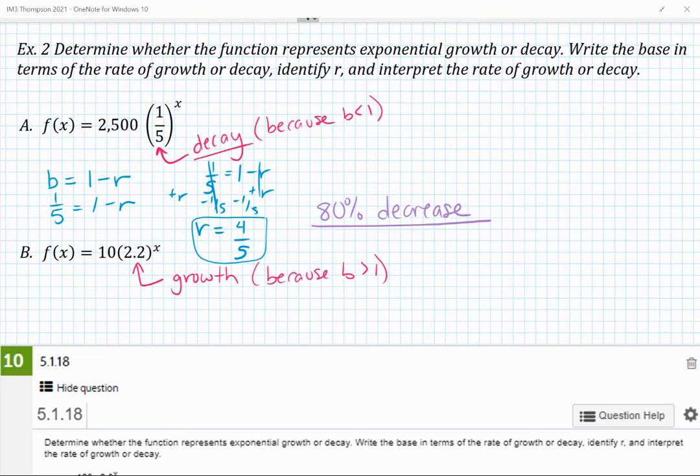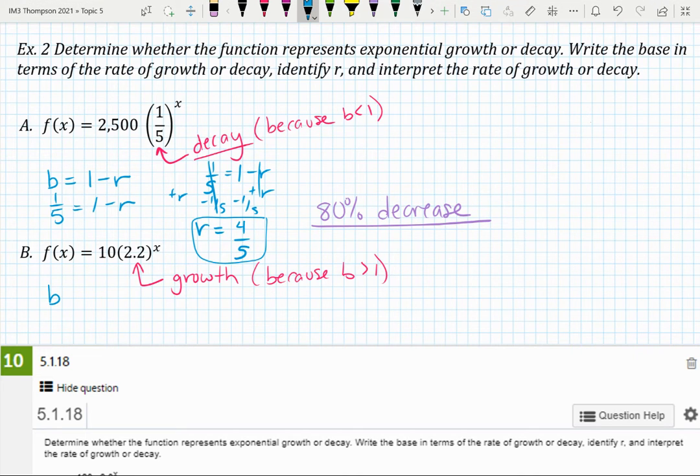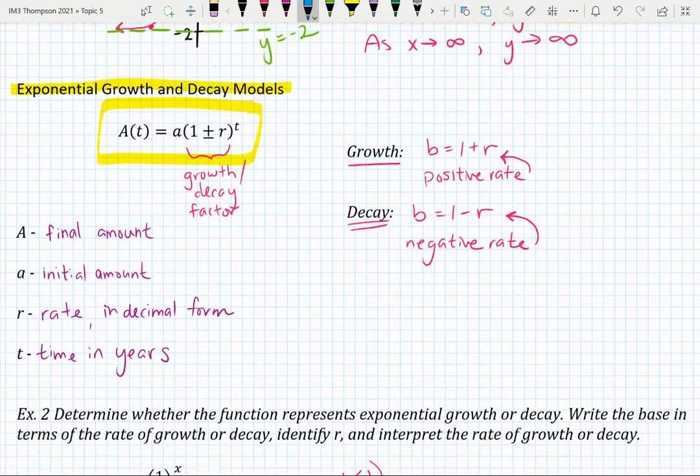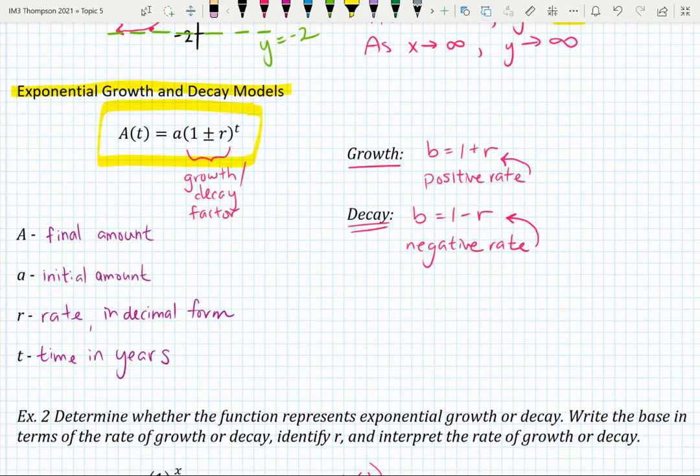If I were to write the base in terms of the growth or decay, I get b is equal to... this is growth, so instead of 1 minus r, I'm going to have 1 plus r. I get to make that selection. Like, oh, it's growth, so it's going to be positive, which is what we wrote over here. Growth, positive.